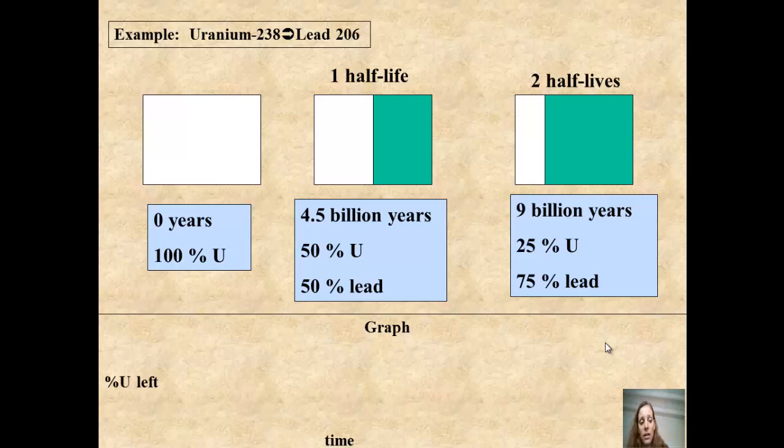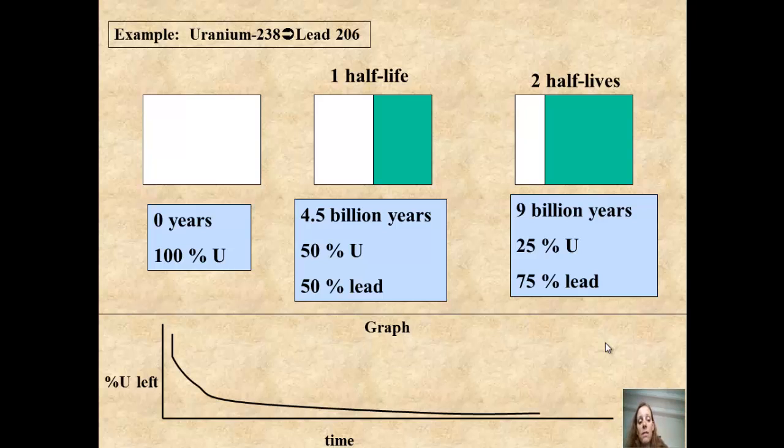This is what it looks like on a graph. So the percentage of uranium remaining is on our y-axis and time is on our x-axis. So time is our independent variable and the percentage of remaining uranium is our dependent variable. And this is what we can see. It's an exponential decay. It starts out very quickly, but then begins to decay much more slowly because there's less and less uranium that needs to be decayed.